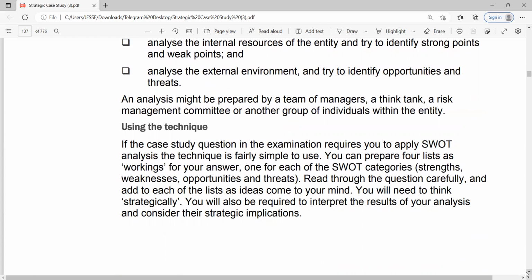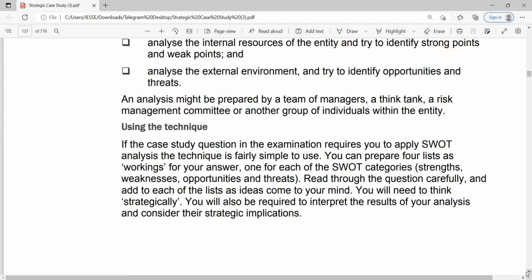A SWOT analysis can be performed by management, a team of management, a group of individuals within the entity, a risk management committee, or a think tank. All these people can perform a SWOT analysis. Now, how do you use this technique?